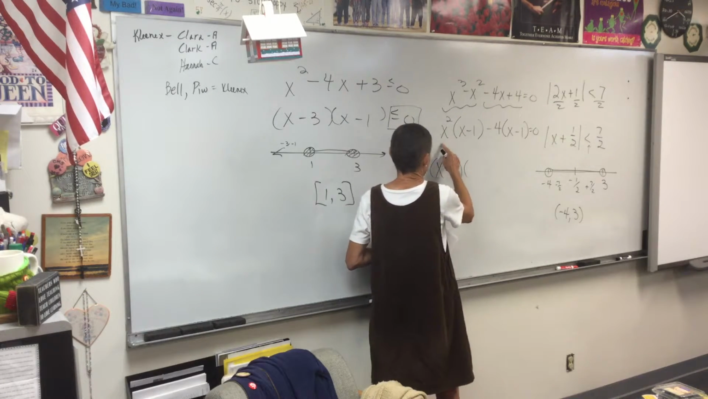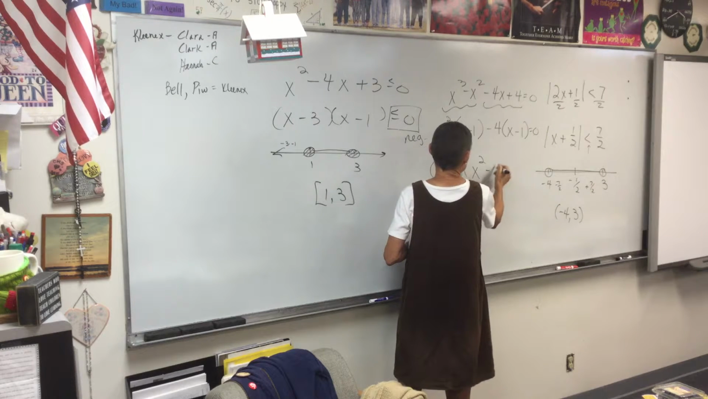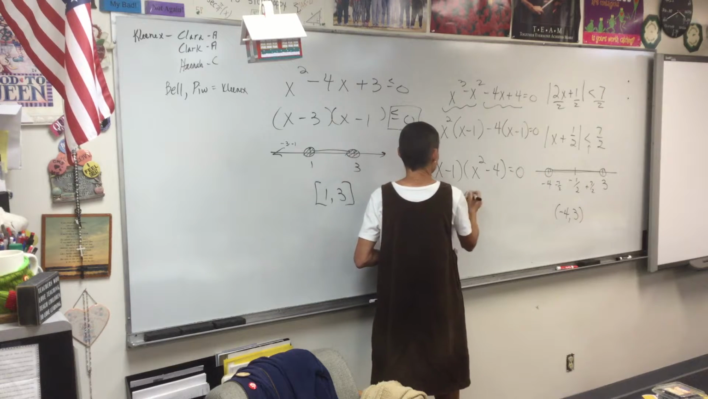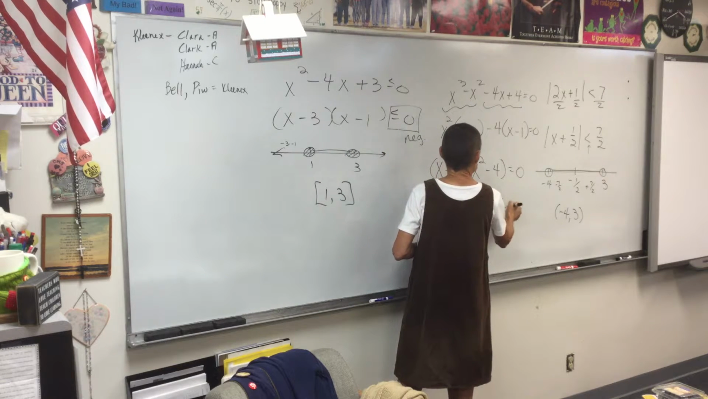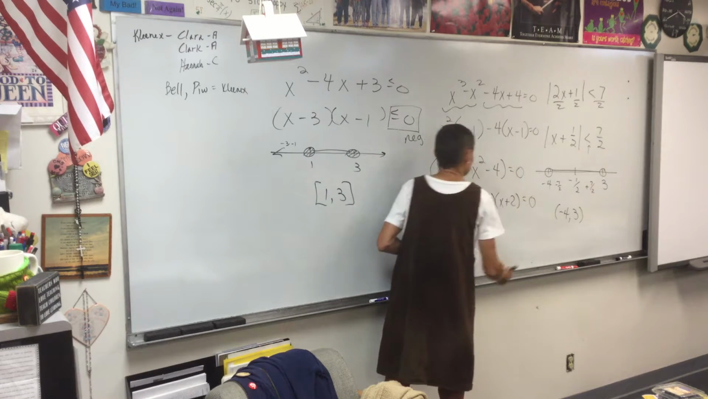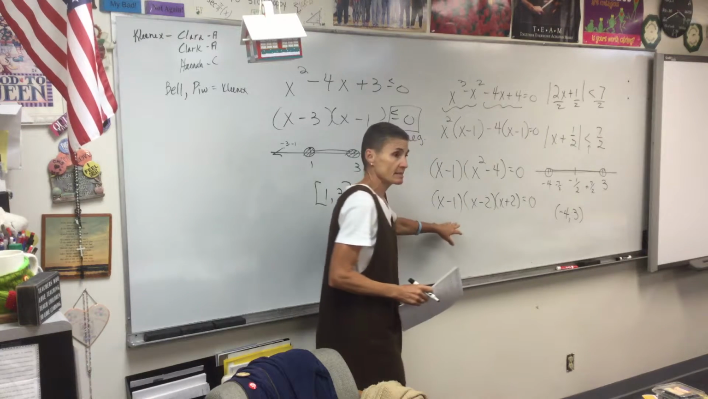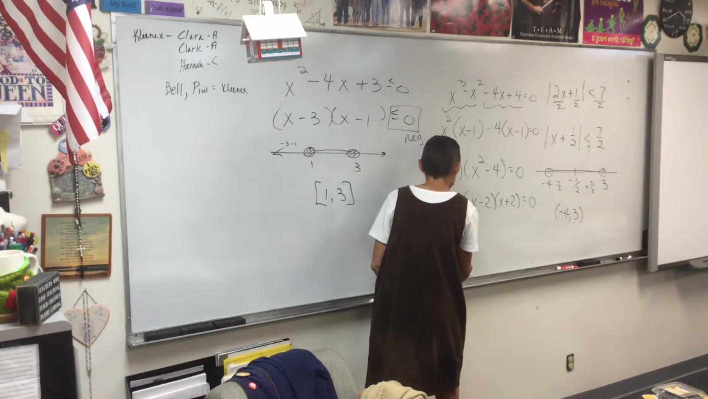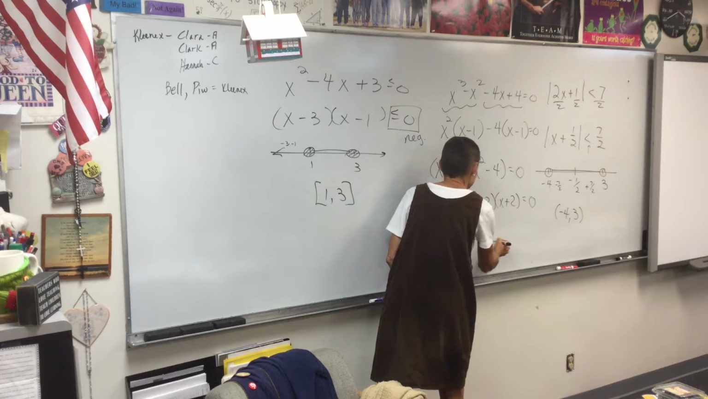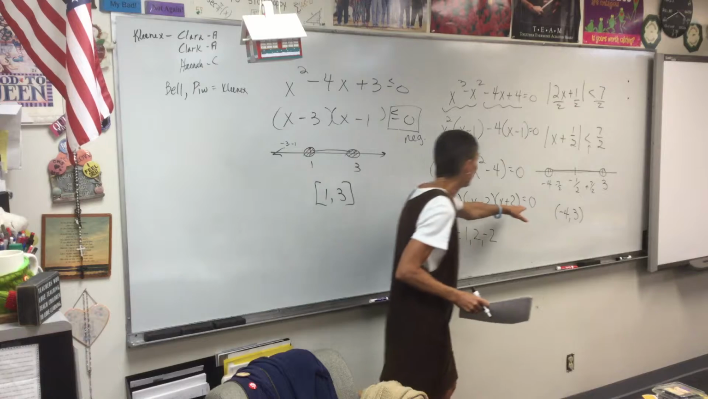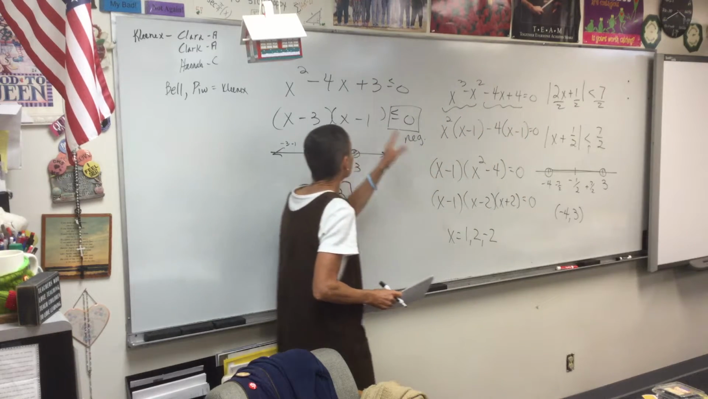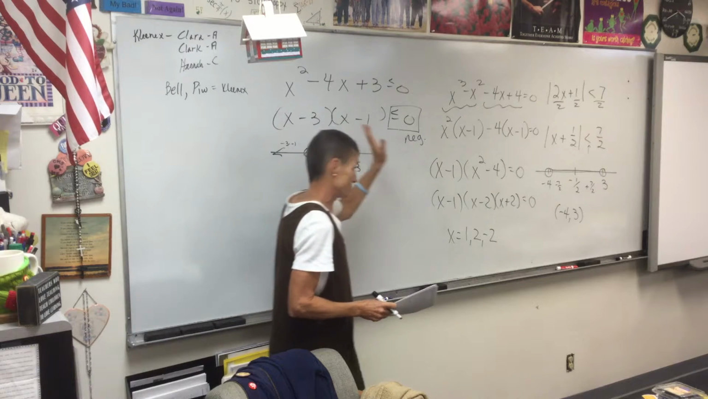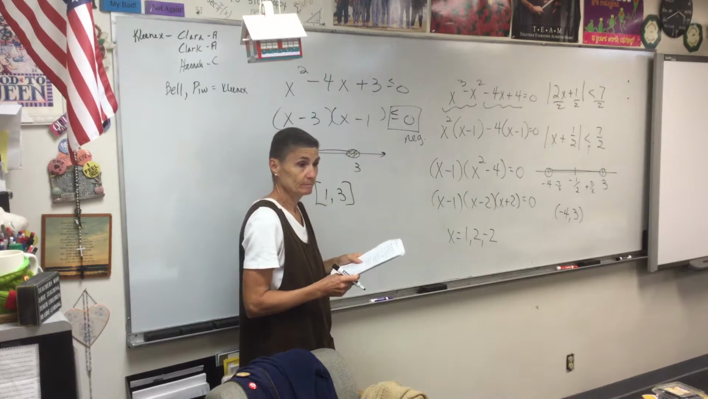And then what's left here? X squared minus 4, which factors into x plus 2, x minus 2. Now, this is not an inequality. You don't need a number line. You just say the answers are 1, 2, and -2. This is an equation. Only with inequalities do we have to shade and all that. Just that, those are the answers.